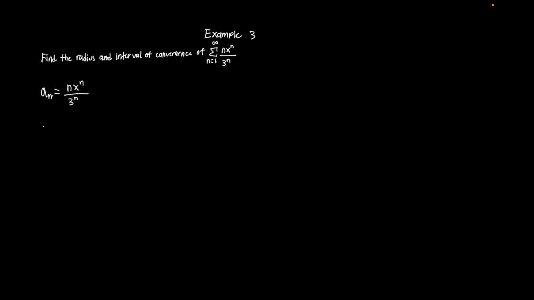Then we have a sub n plus 1 is going to be equal to... so now we've got to form the ratio. So the ratio is just... I'm not going to divide, I'm just going to multiply by the reciprocal already.